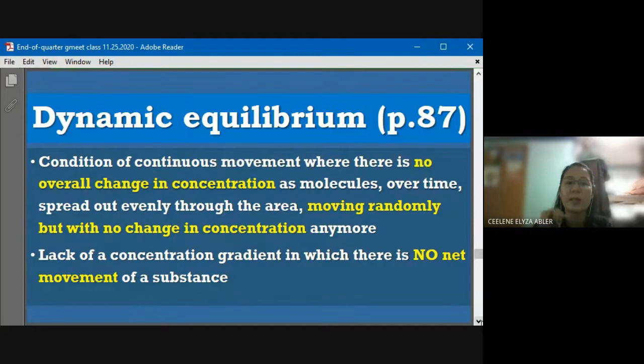So, you still have equal concentration. The term for that is dynamic equilibrium. Okay? So, there is no overall change in concentration because it is equal on both sides. But the molecules are still moving across randomly, but there is no change in concentration anymore. So, that is the term dynamic equilibrium.